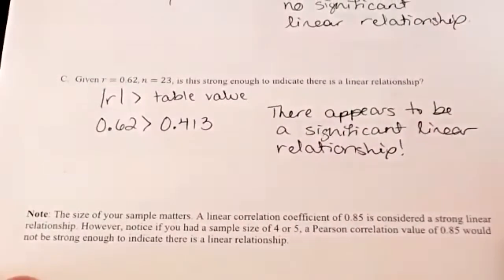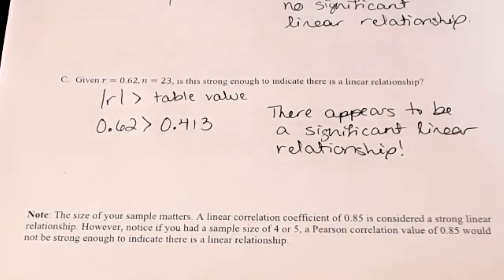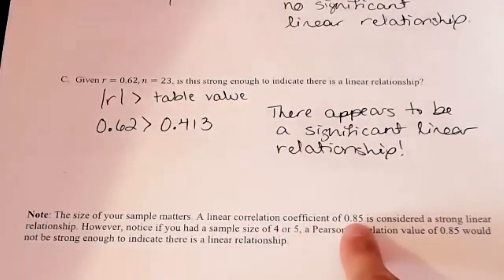So there's a note here at the bottom. The size of your sample matters. A linear correlation coefficient of 0.85 is considered a strong linear relationship. However, notice if you had a sample size of 4 or 5. So look at this Pearson correlation, 0.85. This is what we calculated. And technically it would be considered a strong linear relationship, right?